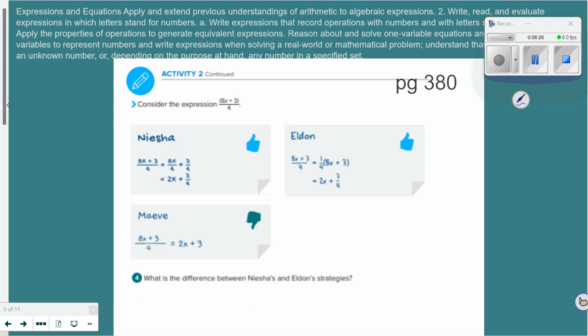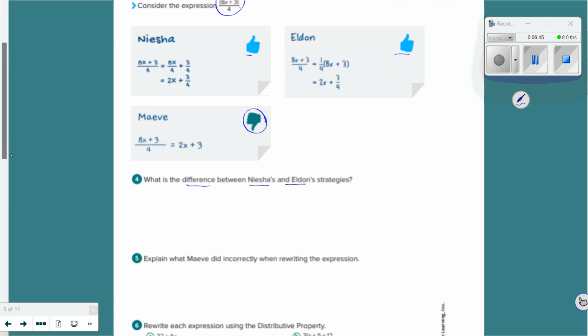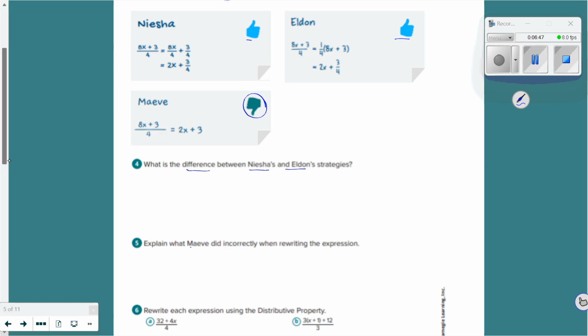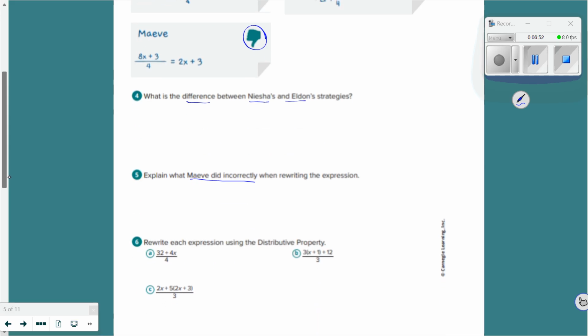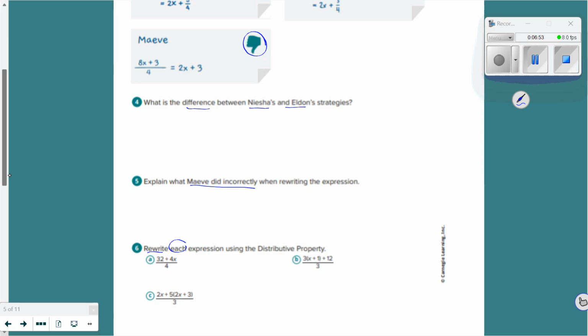Okay, on this next page, now we've changed our expression up. It's going to be 8x plus 3 over 4. Nisha and Eldon, you can see, both did it properly. Maeve did it wrong. So, first, look at Nisha and Eldon's strategies, see what they did, what's that difference, how did they go about it, explain what Maeve did incorrectly, and then we're going to give you guys a chance to rewrite each expression using the distributive properties.